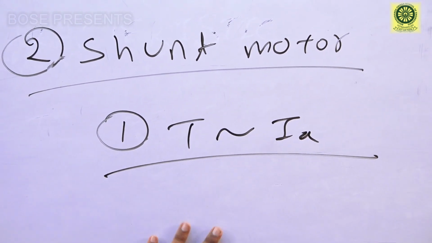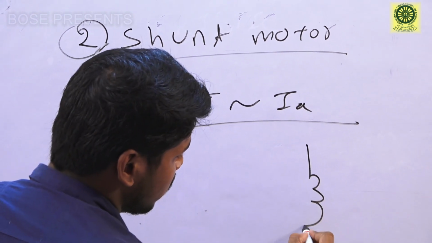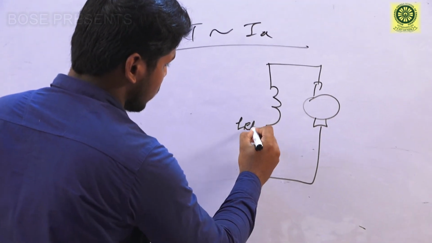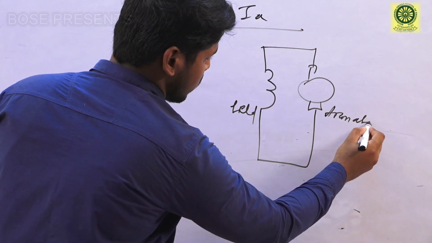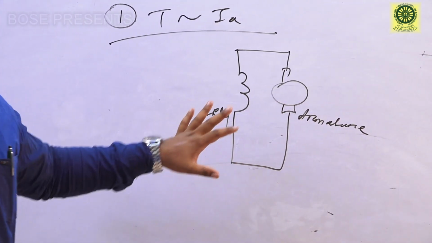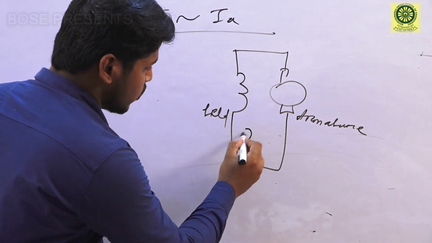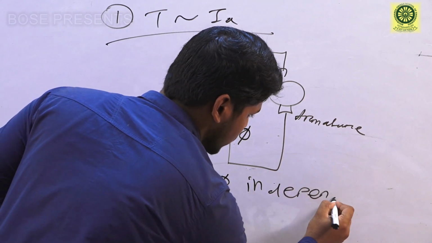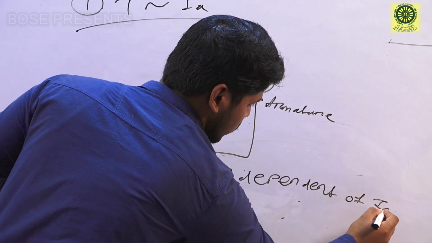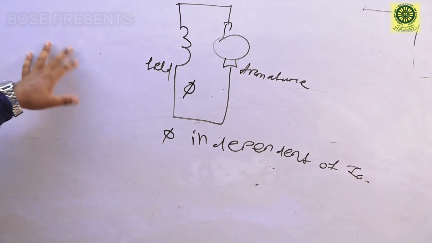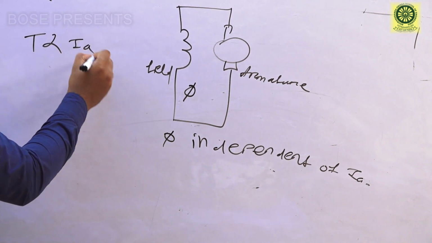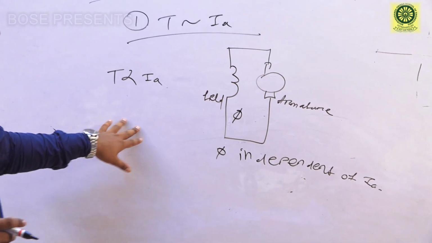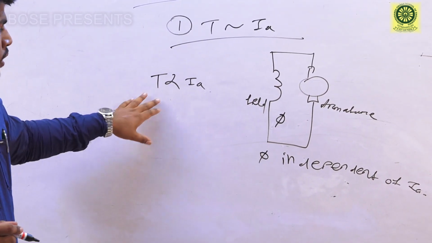We know that in case of a shunt motor, the field and the armature are connected in parallel. This is the field and this is the armature. These both are connected in parallel. So in case of a shunt motor, phi is independent of Ia. T is proportional to Ia, and as the field and armature are connected in parallel, phi is independent of Ia.